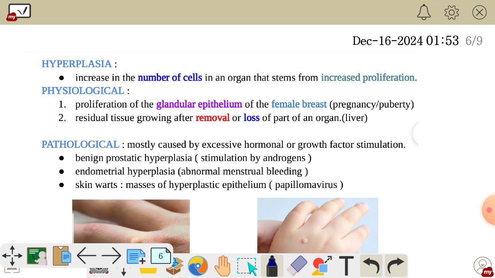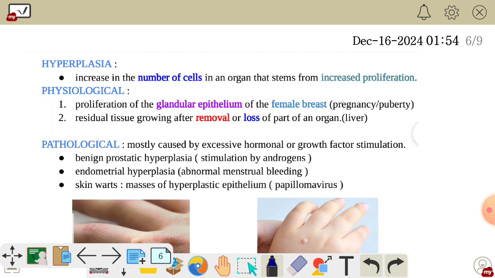So this is observed in benign prostatic hyperplasia. The prostate gland, a male reproductive organ, will be overly stimulated by the androgens. So androgens, in this case in men, we are talking about steroids such as testosterone. They will stimulate the prostate gland and it will become large in size. So that is an example of a pathological condition because it is not normal.